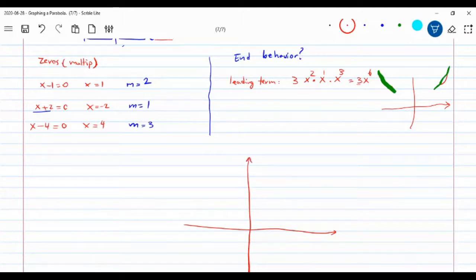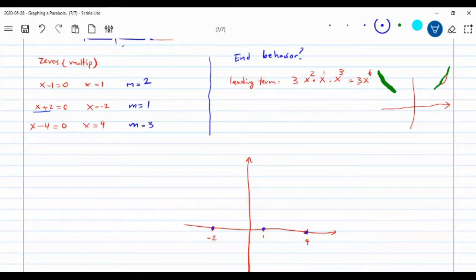x equal to 1 is a 0, so here 1 is a 0. x equal to -2 is a 0, -2, that's a 0. And x equal to 4, let's say 4 is here, this is another 0. So the graph has to cross these 3 points, or touch these 3 points.